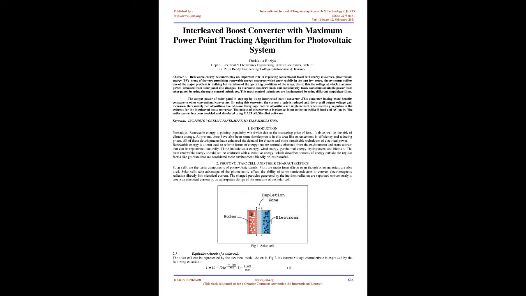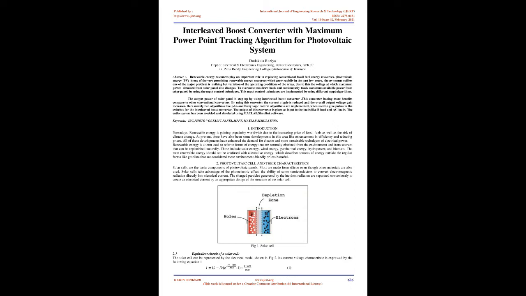PV energy suffers from one major problem, which is the variation of the operating conditions of the array. Due to this, the voltage at which maximum power is obtained from the solar panel also changes. To overcome this drawback and continuously track the maximum available power from the solar panel, MPPT control techniques are used. These MPPT control techniques are implemented using different MPPT algorithms.